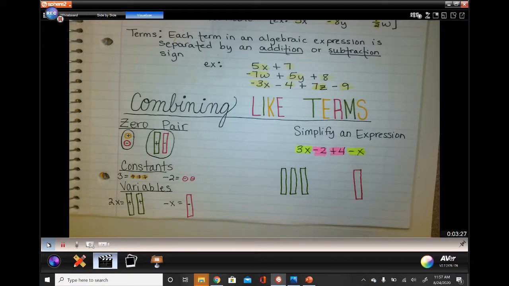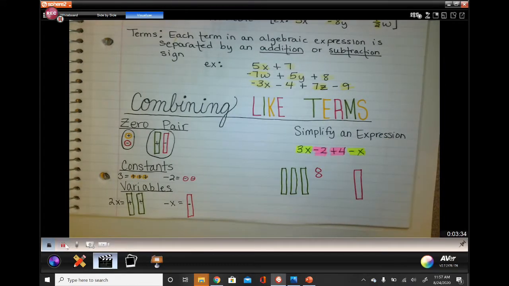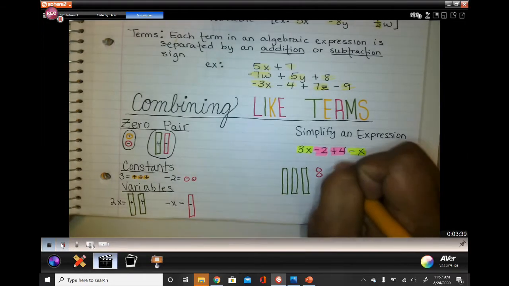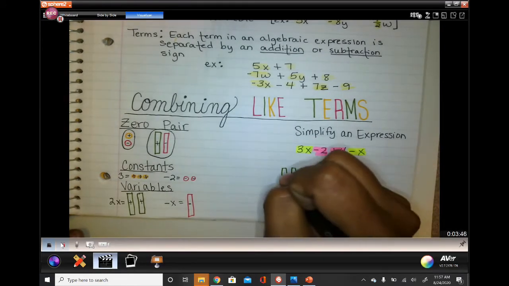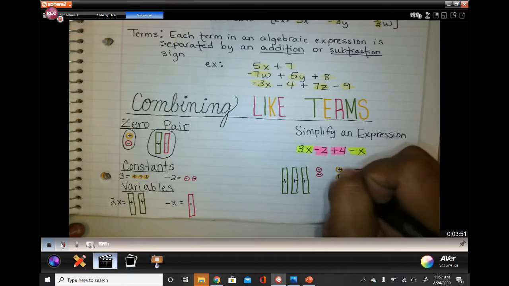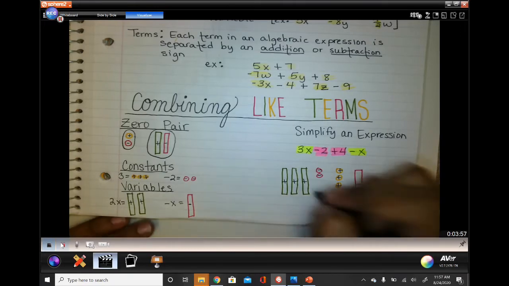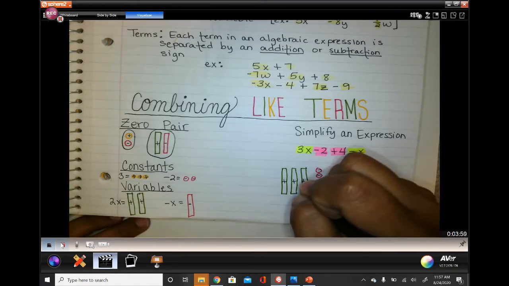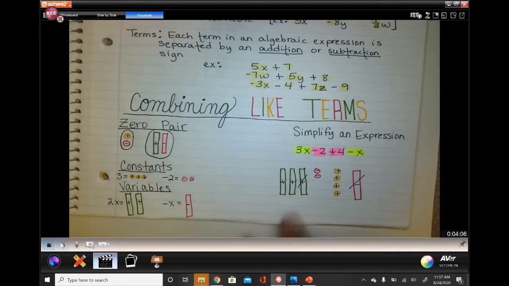So, for 2 negatives, I would put 2 little circles. And for my 4 positives, I would put 4 yellow circles. Again, if you're doing this in pencil, you can draw the same shapes and just make sure you put plus signs for something positive and minus signs for something negative. So what I'm going to do is make 0 pairs with my variables. So a positive and a negative taken away leaves me with 2 positives.